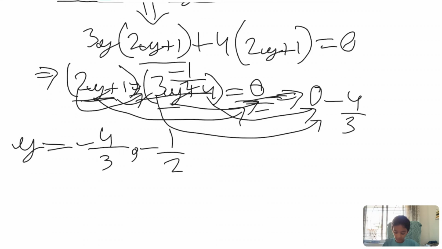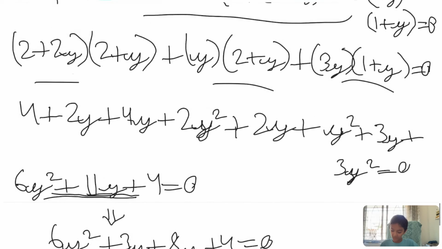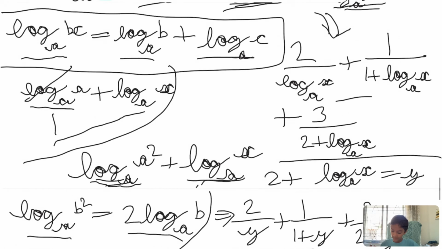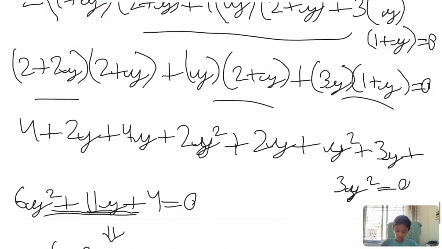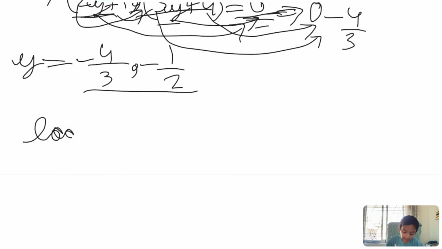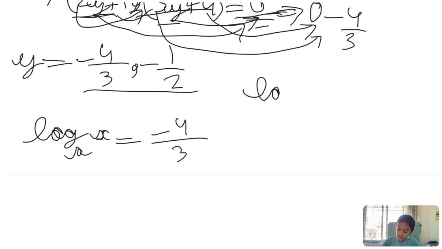Now we will put these values equal to what we have assumed as y. Let's check what we have assumed as y. Here we have assumed log x to the base a as y. So we will do log x to the base a equal to minus 4 by 3, and log x to the base a equal to minus 1 by 2.